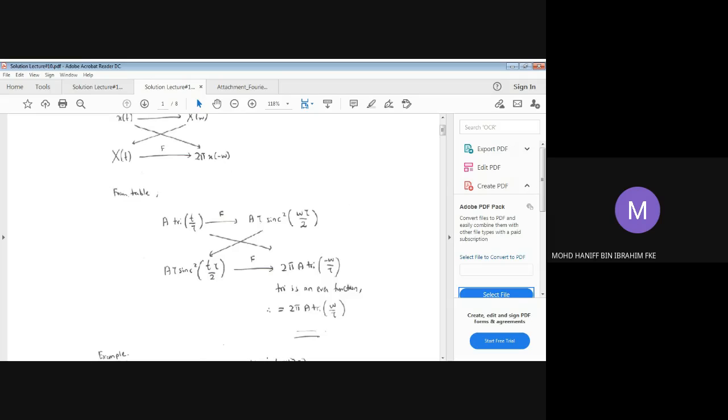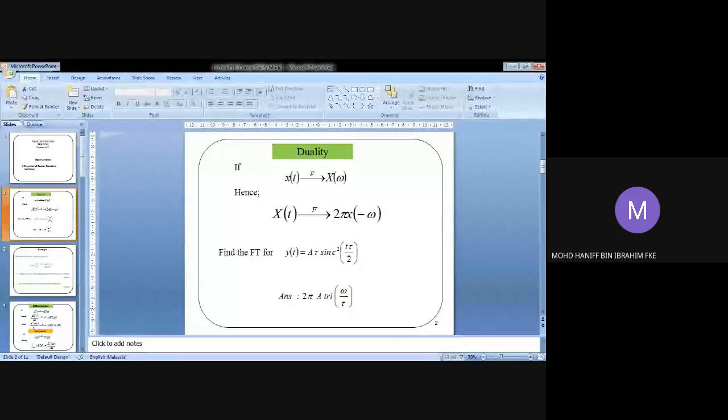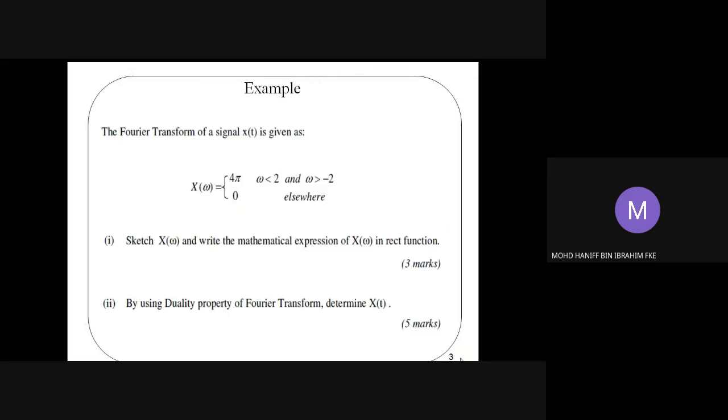Let us proceed with this example just to ensure that you really understand the duality properties. Let's have a look at example number 2. We are having a Fourier transform of a signal x(t) given by this equation here. It is now transformed into the Fourier transform, which gives us X(omega) as 4 pi between these values, omega less than 2 and omega bigger than negative 2, and it shall be 0 elsewhere.